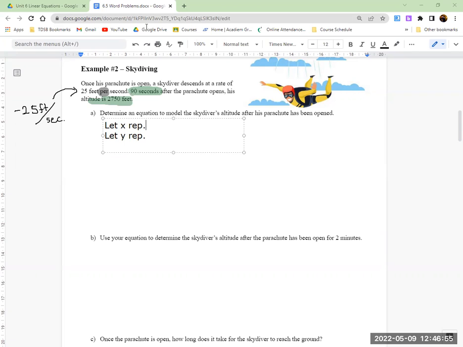Please take a look. Just from looking at your rate of change, your slope, it might have given you a clue that this is your y value and that's your x value, right? Because that's the change in. So x represents time after parachute is open. Okay, and let's call that in seconds. Y will represent the feet, aka altitude.